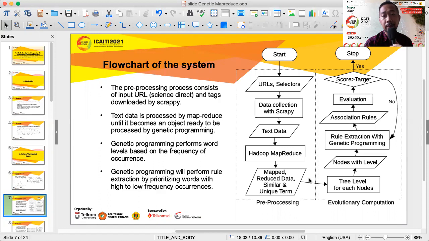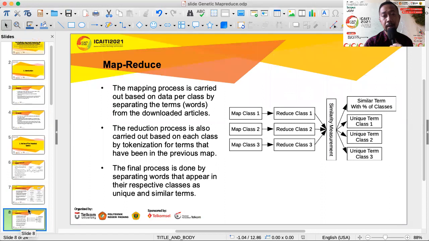Genetic programming performs word-level processing based on frequency of occurrence. Genetic programming will perform the rule extraction by prioritizing words with high to low frequency of occurrence. This is a diagram of the MapReduce that we use.